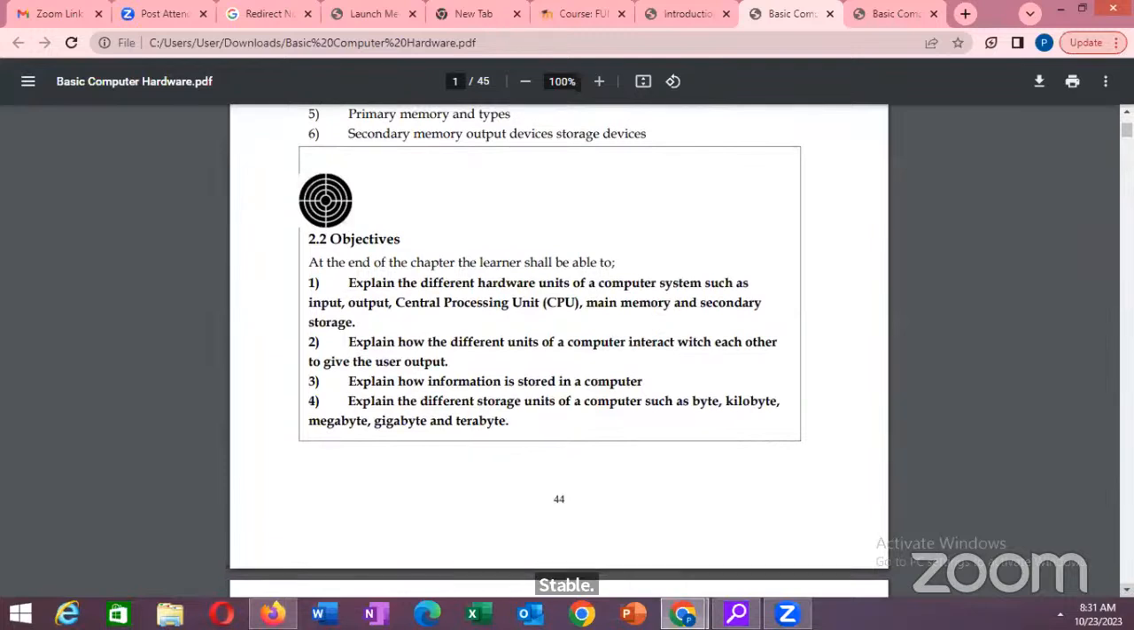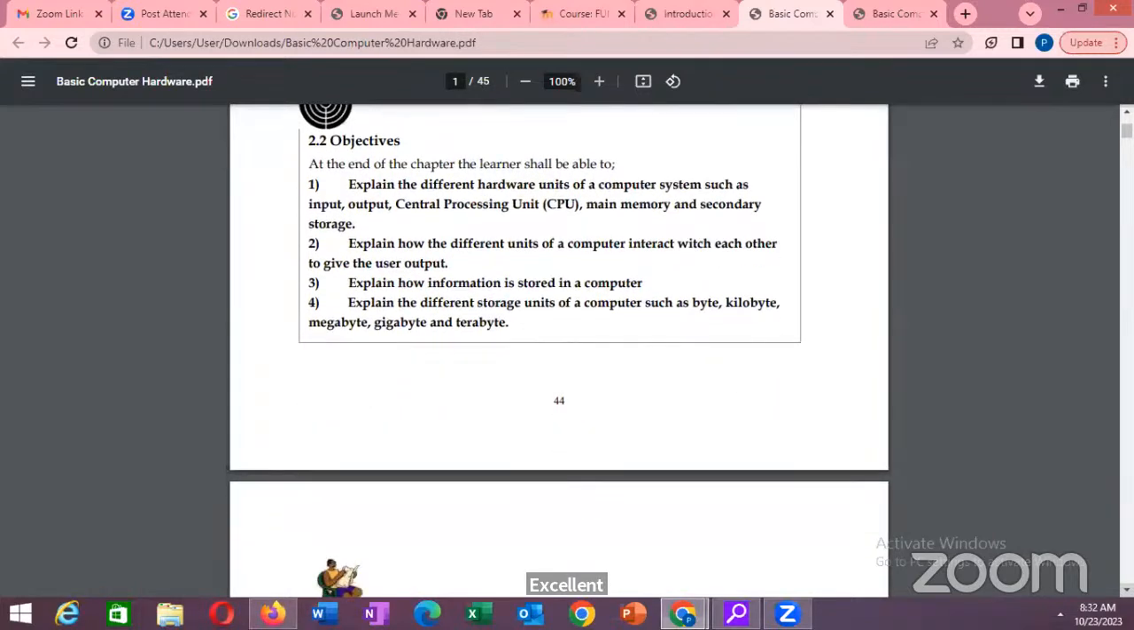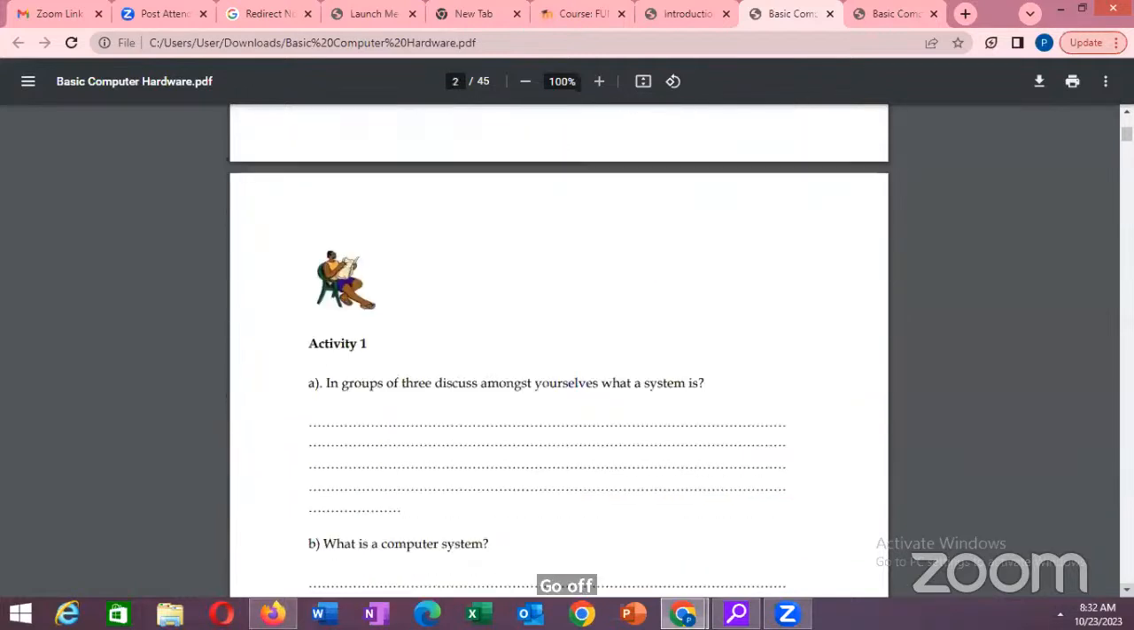At the end of the chapter, the learner shall be able to explain the different units of a computer system, such as input, output, central processing unit, main memory, and secondary storage. They should be able to explain how the different units of a computer interact with each other to give the user output, explain how information is stored in a computer, and explain the different storage units of a computer, such as the byte, kilobyte, megabyte, and gigabyte.